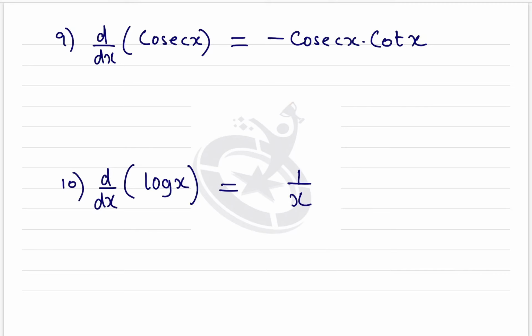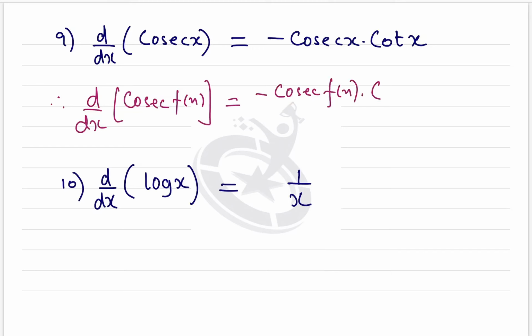The derivative of cosec x was minus cosec x into cot x. Therefore its composite form, the derivative of cosec f of x, will be minus cosec f of x into cot f of x into the derivative of f of x.